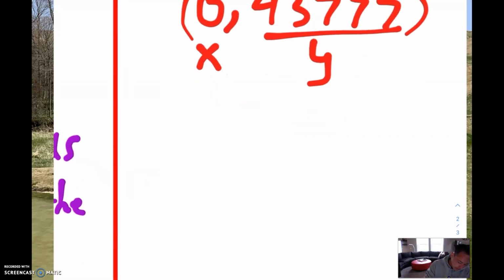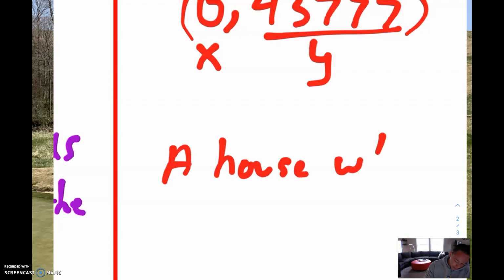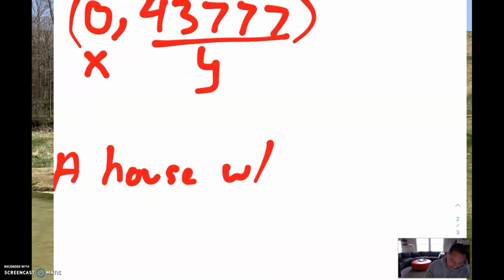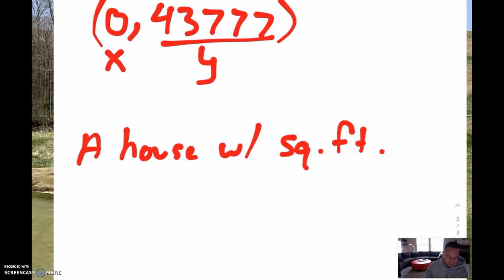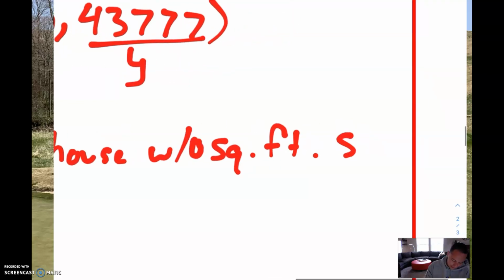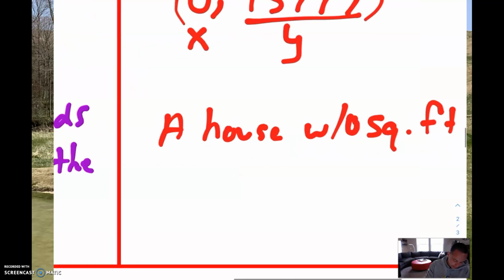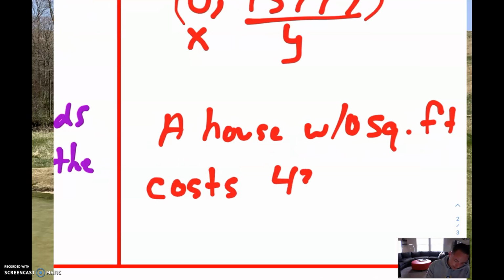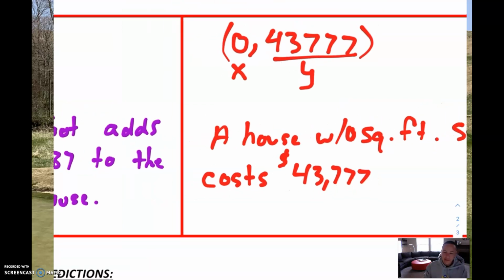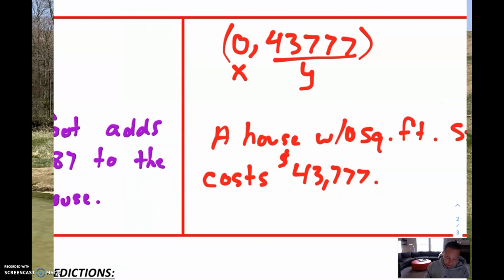So I'll say a house with 0 square feet, one that doesn't exist, square feet, I'll abbreviate that. So a house with 0 square feet still costs $43,777. And then you could build the house on that land if you wanted to.